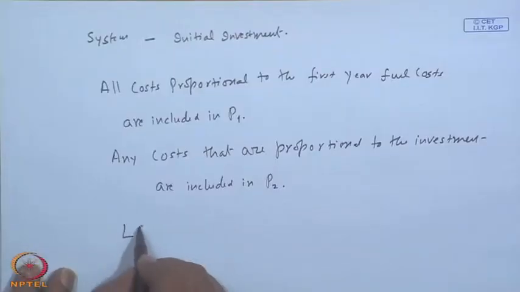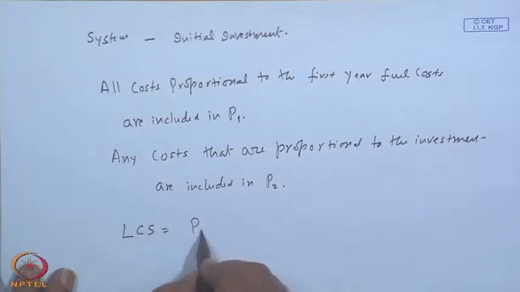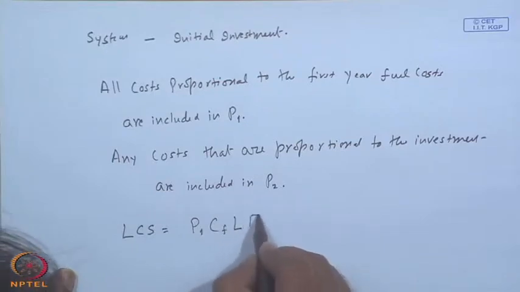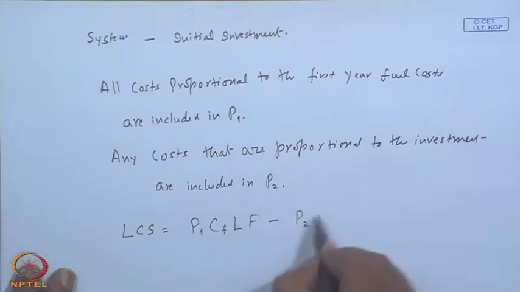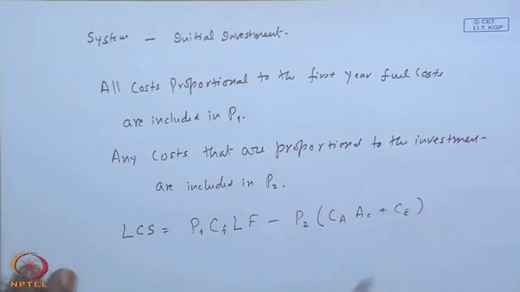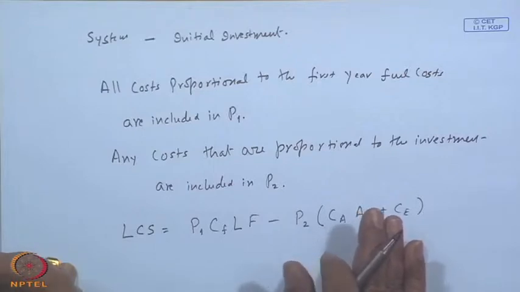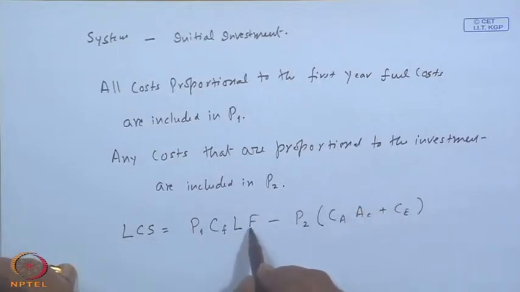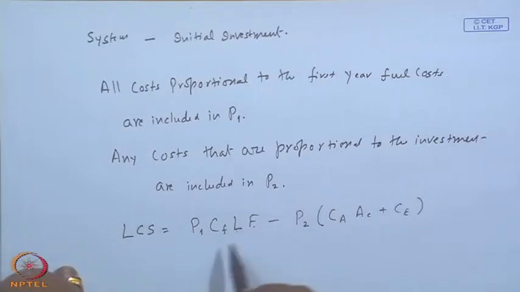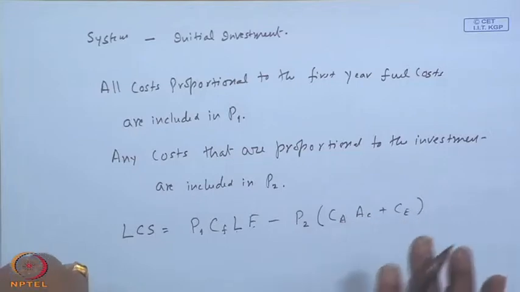So, life cycle savings is simply given by the parameter P1 CF times load and the load fraction F minus P2 times CA AC plus CA. So, basically if you forget about P1 and P2, it is almost like that simplistic payback period calculation. Life cycle savings will be the cost of the fuel in the first year multiplied by the load fraction, load into the load fraction, that will give you the energy delivered. So, this is the amount of fuel money saved in the first year minus the cost of the system. Okay?